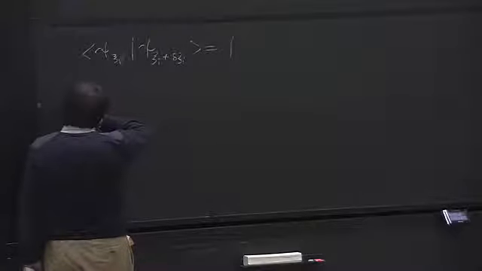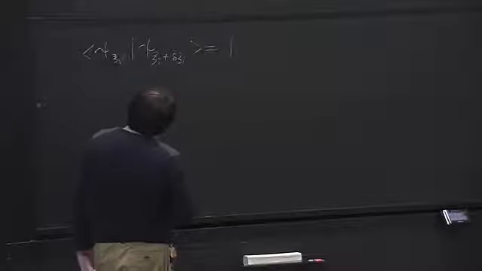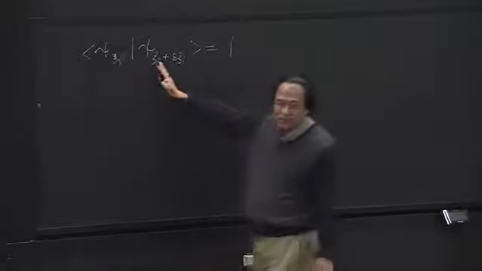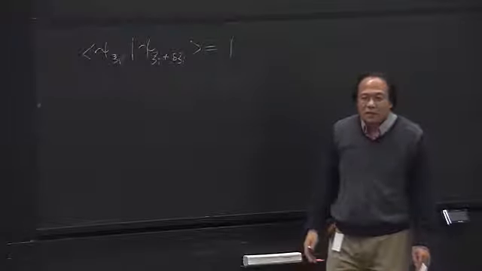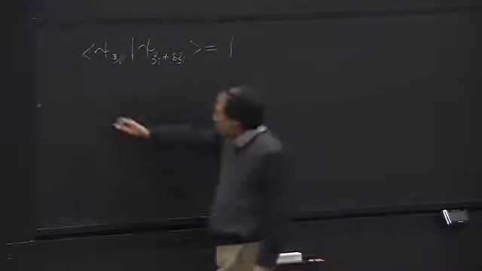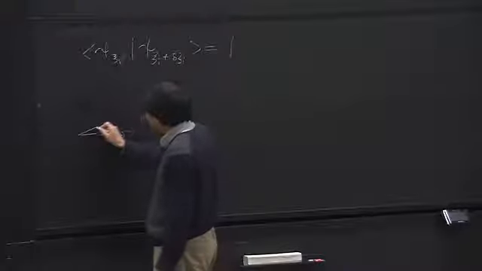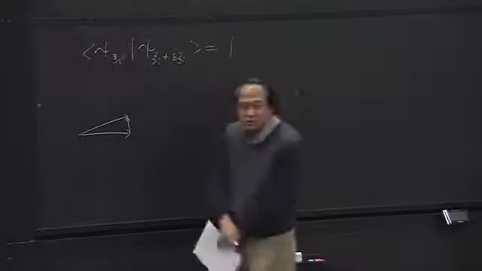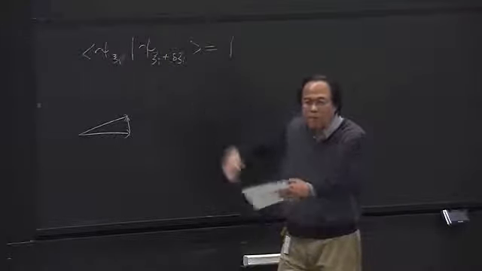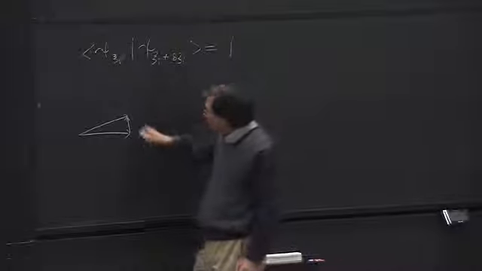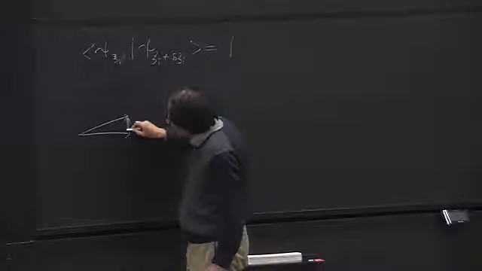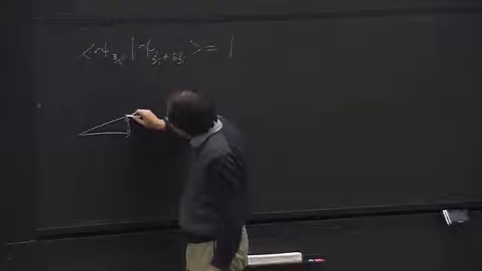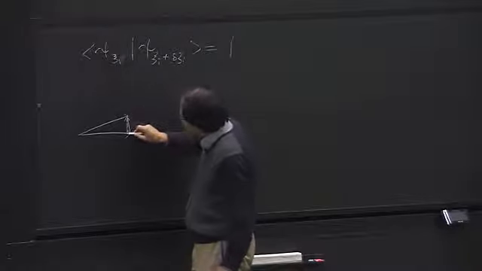Okay, so because both wave functions are normalized, it's like two vectors. They differ by a little bit. But when we do the overlap, the absolute value overlap is like the projection of this vector to this.